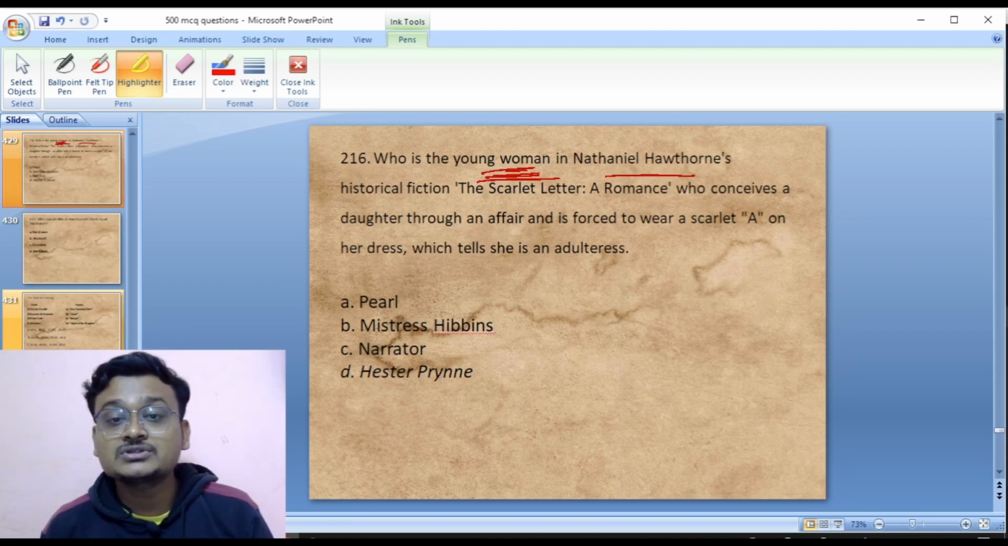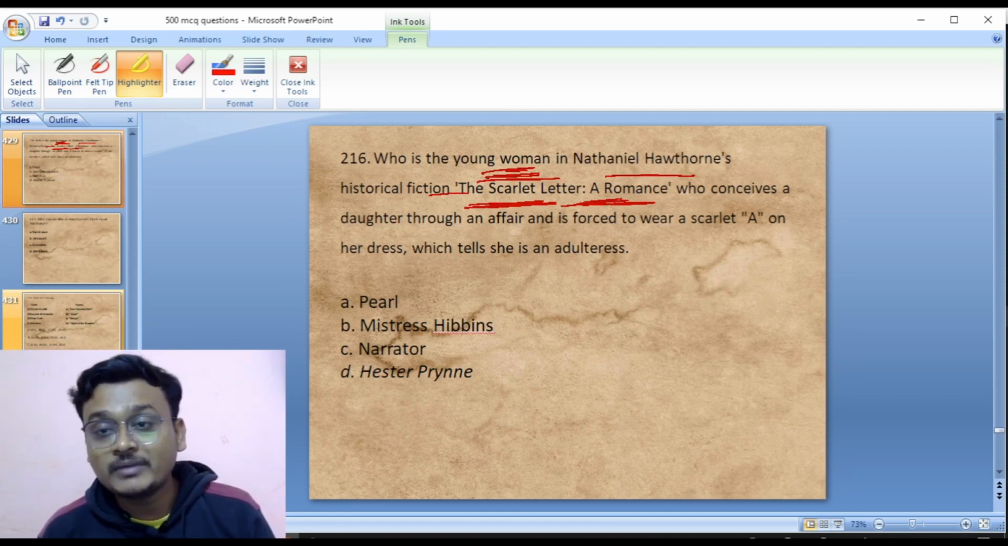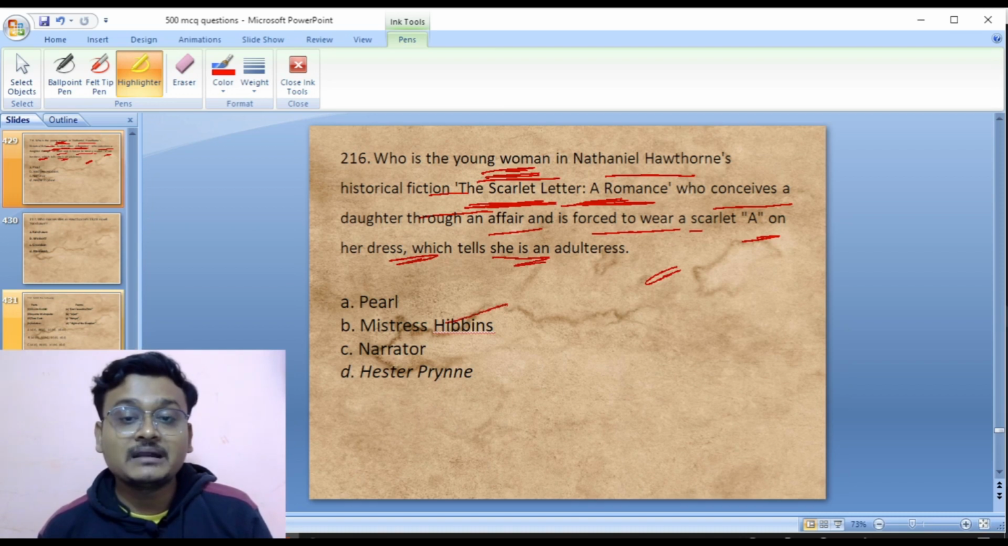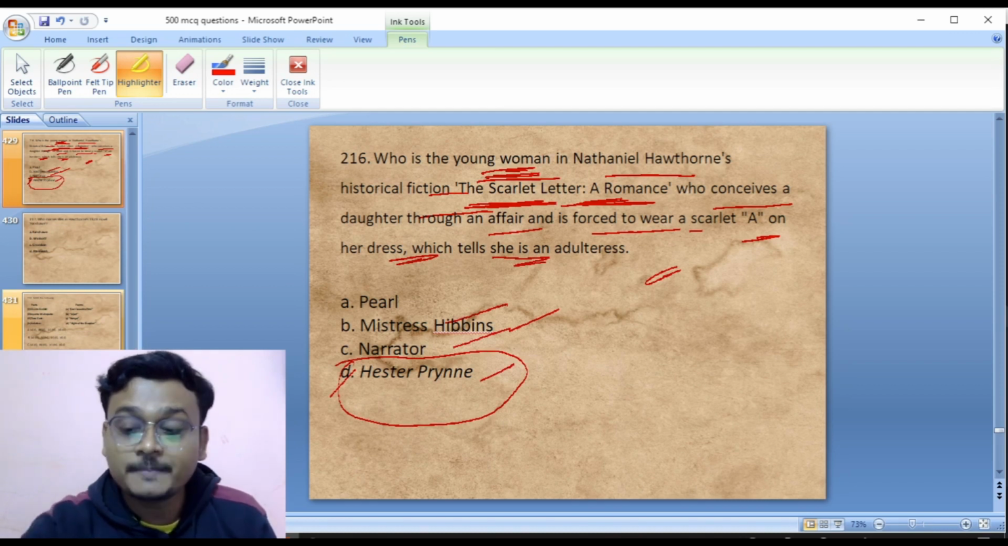Who is the young woman in Nathaniel Hawthorne's historical fiction, The Scarlet Letter, whose subtitle is A Romance, who conceives a daughter through an affair and is forced to wear a scarlet A on her dress, which tells she is an adulteress? Pearl, Mr. Chillingworth, the narrator. Who is that she? She is Hester Prynne. So she is Hester Prynne. Okay, that is Nathaniel Hawthorne's The Scarlet Letter.